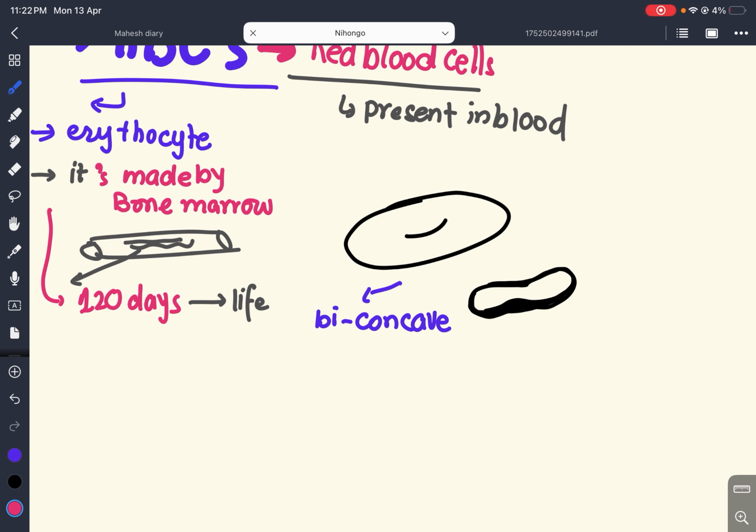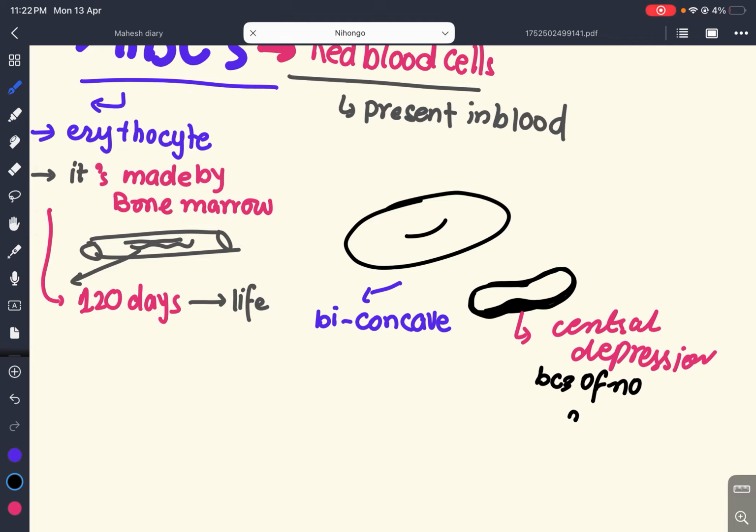So red blood cells actually have a central depression that we should know about. The central depression is there because of no nucleus. Red blood cells are the only cells which do not have a nucleus or mitochondria, but they still survive and things happen in them.